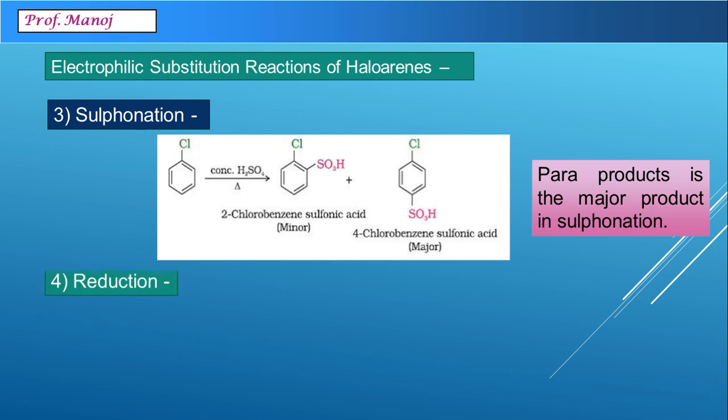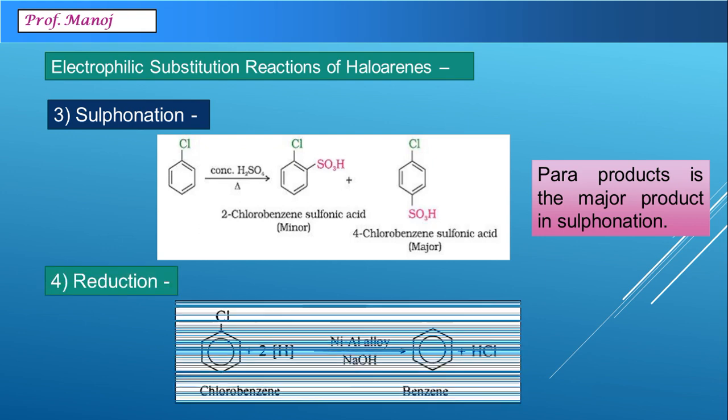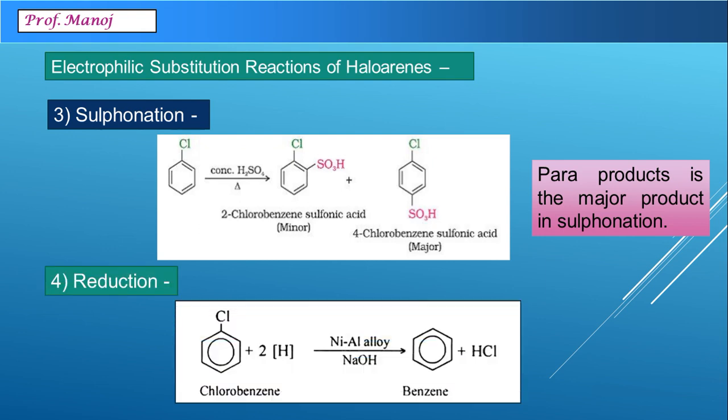We do a slightly different reaction here, called reduction. Here, chlorobenzene is treated with nickel-aluminium alloy with NaOH. This combination, as you have heard, is also called Raney nickel. Due to the nascent hydrogen atoms, the chlorine of chlorobenzene is replaced with hydrogen. The byproduct is HCl.